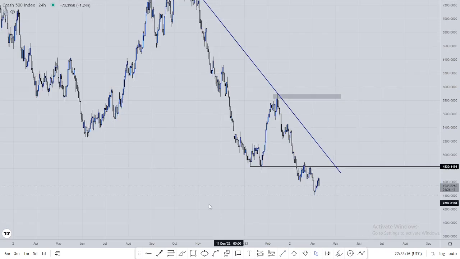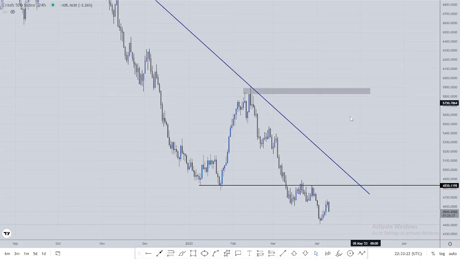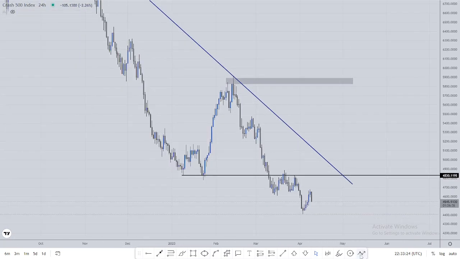So Crash 500, looking closely at external market structure and internal market structure. External market structure, you realize that it's still downtrending, in the sense that it's forming lower lows, lower highs. Here I can say this is the lower low. Right, so now we're waiting for price to give us something like a double bottom before shooting all the way to the upside. I'm expecting a double bottom there.